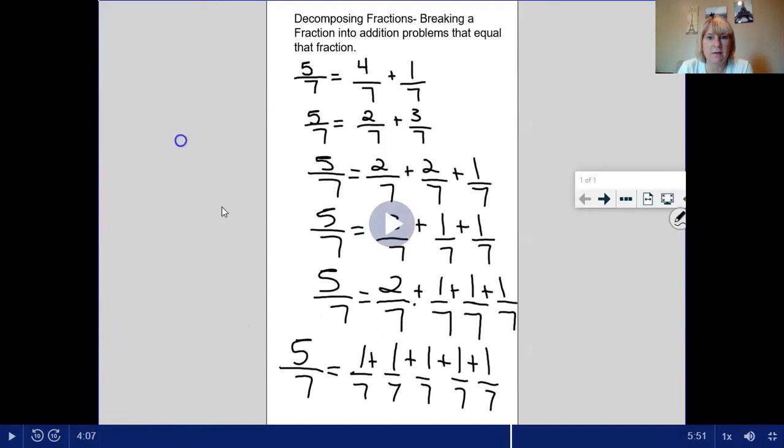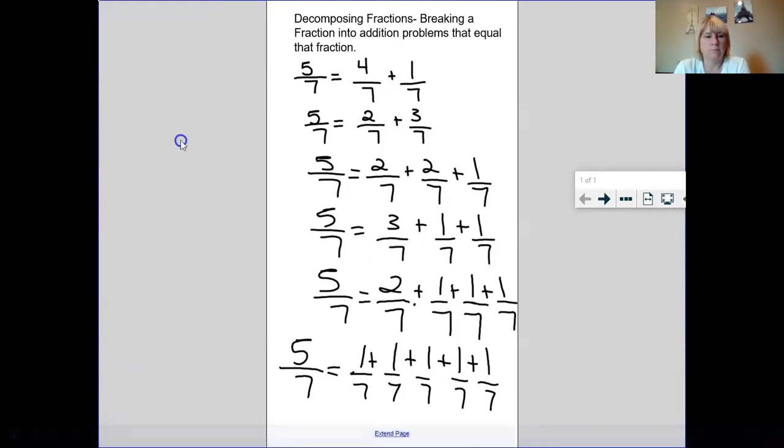So look at all of these addition problems I can come up with to decompose the fraction 5/7. Okay, in the chat box, go ahead and put how many problems you were able to write down, and if you think you thought of any different ones. Be ready, we're going to be doing another one here.